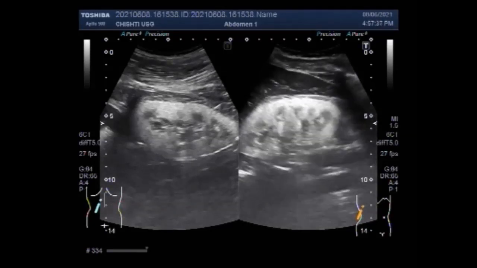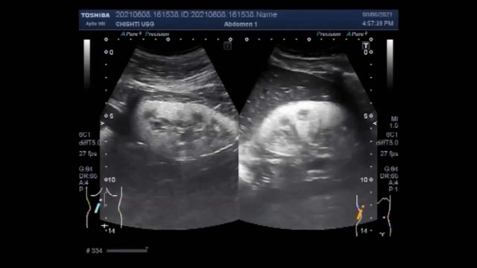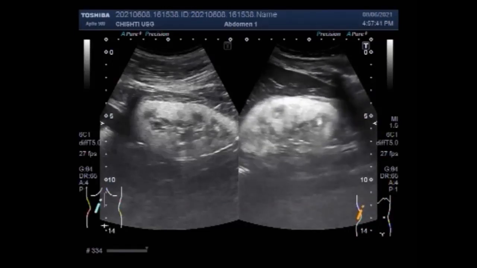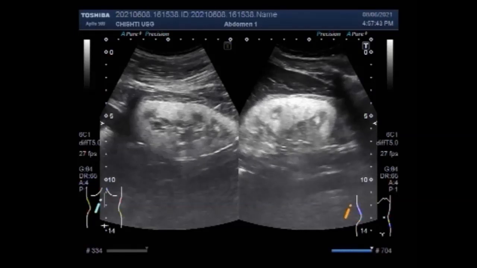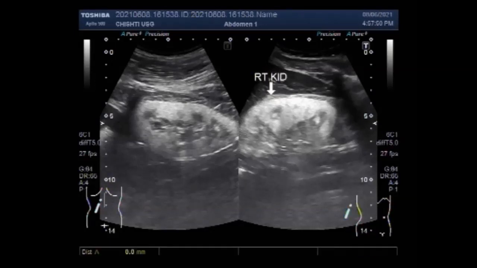So chronic kidney disease, also known as chronic renal failure, is a progressive loss of glomerular function caused by long-standing renal parenchymal disease. Again, you can see the size of this kidney is also decreased, with the loss of cortical thickness and increased parenchymal echogenicity.